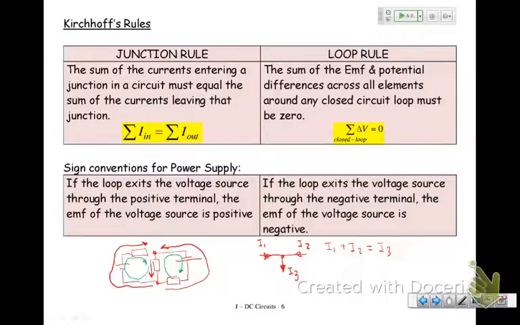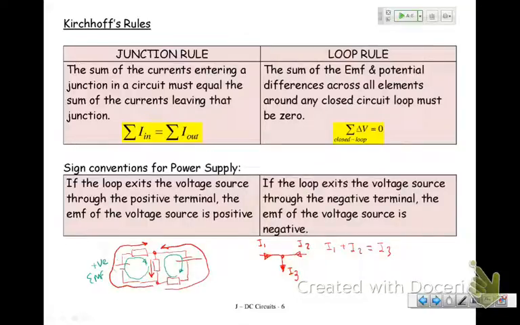So I need a way of getting the signs right. And so what I say is, for an EMF around a battery, if my loop, this is just, it's not the current, it's a visualization. If my loop leaves, imagine it going through the wire, it enters the battery, and it leaves the battery, because of the way I draw it. If it leaves the battery via the positive terminal, it's a positive EMF. So this will be a positive EMF.